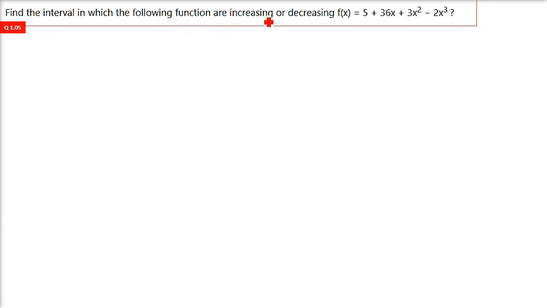Find the interval in which the following functions are increasing or decreasing. Now what do you see here? So we will differentiate. Same thing, you can just do it by yourself also. So f dash x is what? It is 36x, and here you have 6x square. Now you can take minus 6 common.